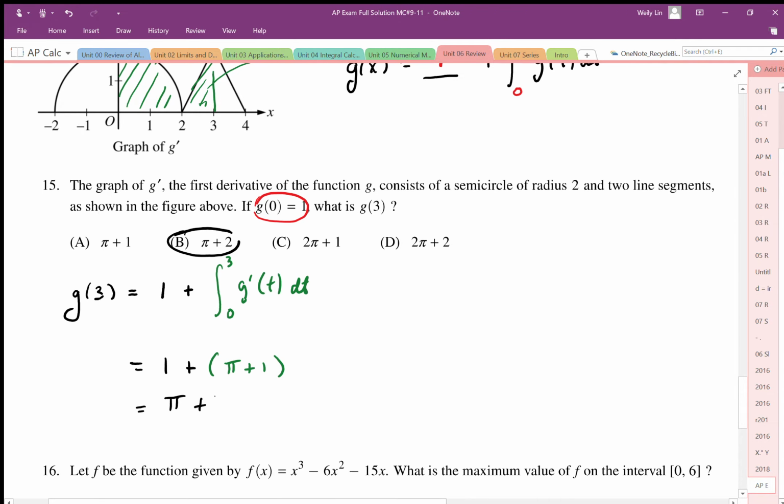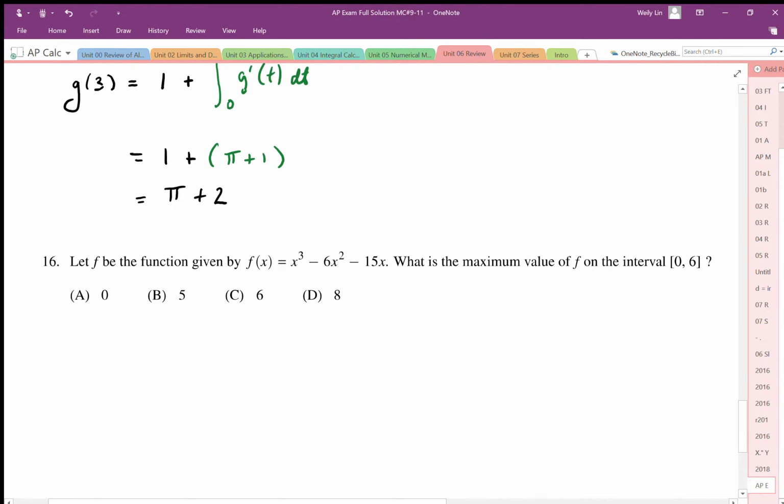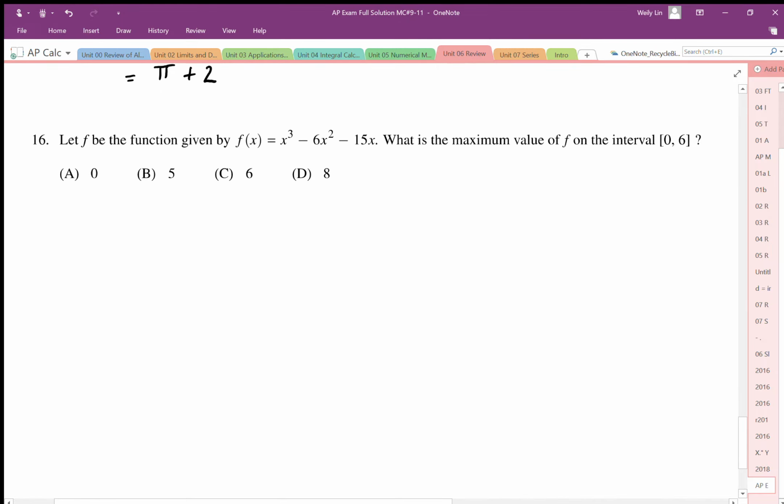Okay, so this next question, we're given a polynomial function, and we're asked to find the maximum value on this interval. This is a polynomial function. We know that it's smooth and continuous. We can differentiate it. We should have some polynomial that looks kind of like that. So we want the derivative. So f prime of x is equal to 3x squared minus 12x minus 15.